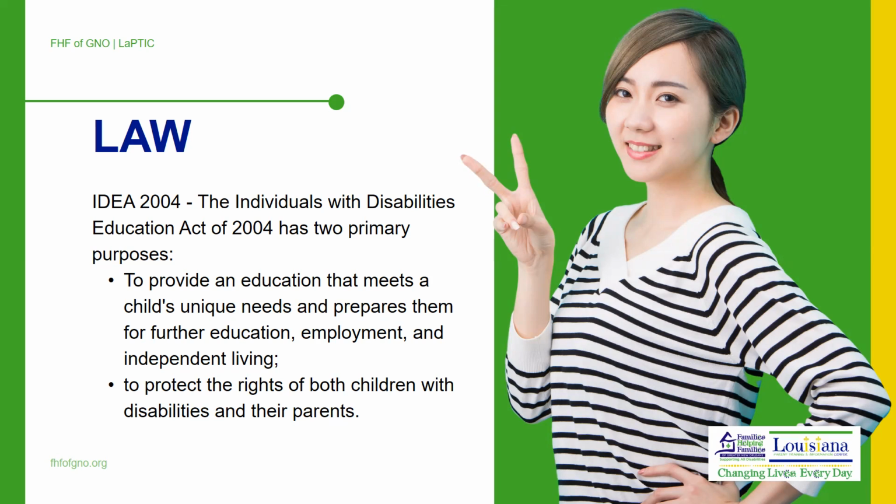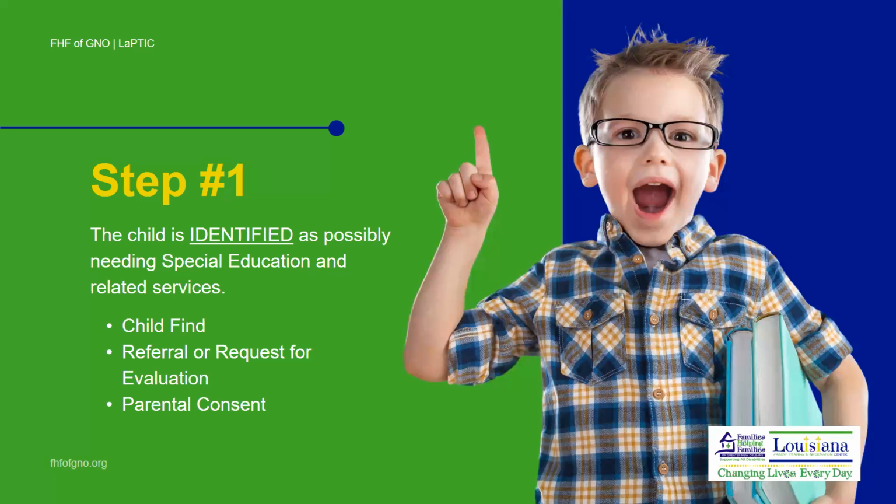So now we're going to look at the 10 basic steps of special education. Step one is that the child is identified as possibly needing special education and related services. If your child received Part C services, which is referred to as Early Steps in Louisiana, your child should automatically be referred to the local school system for an evaluation.